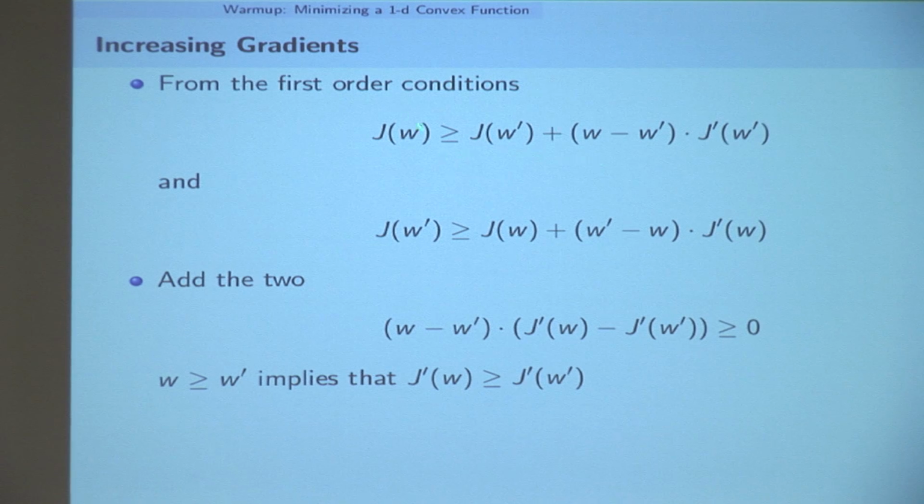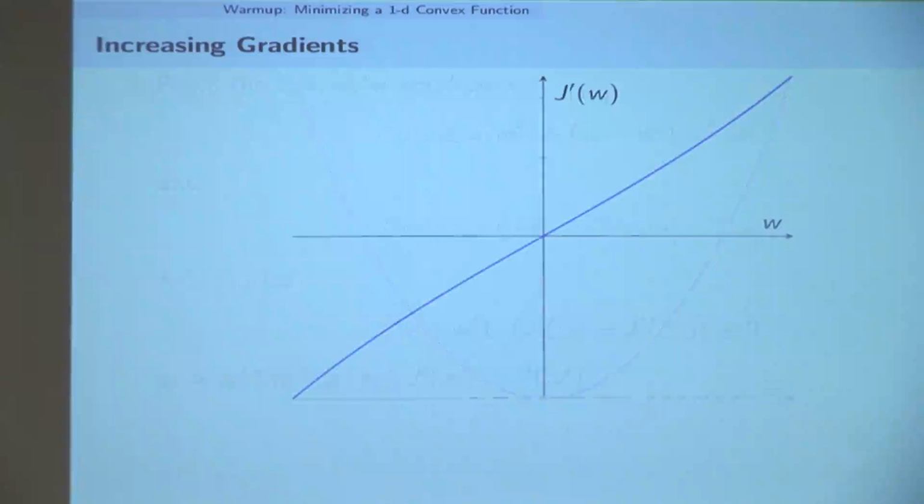Now I can take my first order conditions, switch w and w prime, rewrite it, and I get this. While this equation looks ugly, what does it tell you? The equation tells you that if w is larger than w prime, then the gradient at w must necessarily be larger than the gradient at w prime. What is a function which satisfies this condition? It's a monotonic function, right? A function which is always non-decreasing.